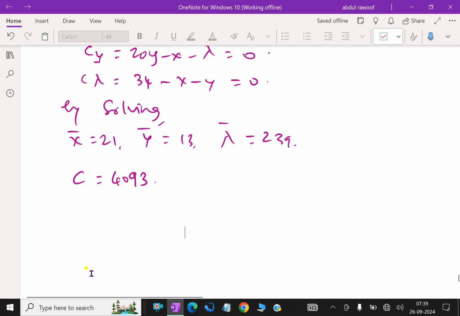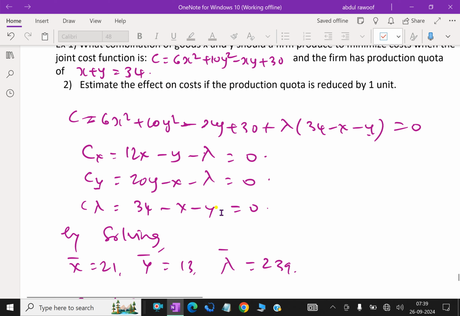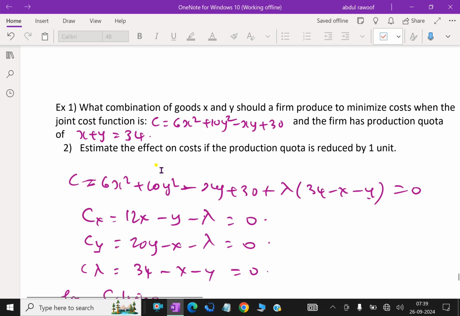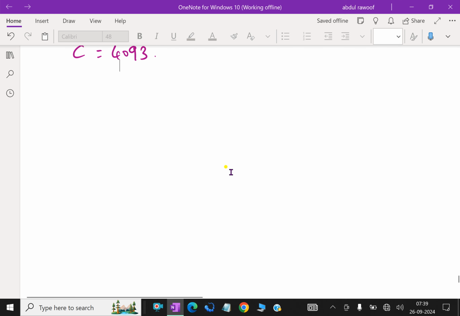The second order conditions were already discussed, we can follow that. And estimate the effect on cost if the production quota is reduced by 1 unit. The effect on the cost function is given by lambda, equal to 239. A decrease in the constant of the constraint, that is the production quota, will lead to a cost reduction.